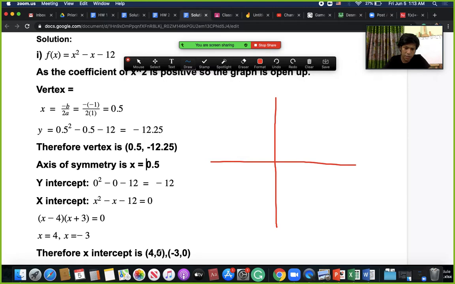So the x-intercepts are 4 comma 0 and minus 3 comma 0. Let's say 4 is here, minus 3 is somewhat here, and then the vertex is 0.5, minus 12.25. So 0.5, minus 12.25 will be somewhere here. The y-intercept is minus 12, so minus 12 will be somewhere here. And the axis of symmetry is 0.5, so 0.5 is somewhere here.